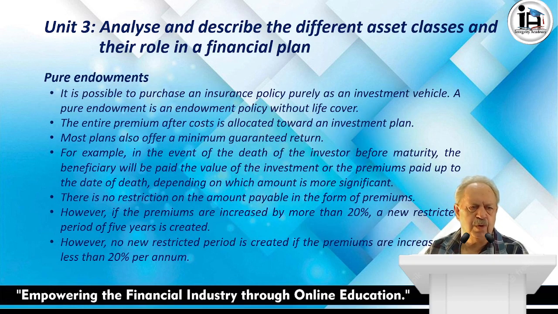It is possible with a pure endowment to purchase an insurance policy purely as an investment vehicle. A pure endowment is an endowment policy without any life cover. The entire premium after costs is allocated towards an investment plan. Most plans also offer a minimum guaranteed return. For example, in the event of death of the investor before maturity, the beneficiary will be paid the value of the investment or the premiums paid up to the date of death, depending on which amount is more significant.